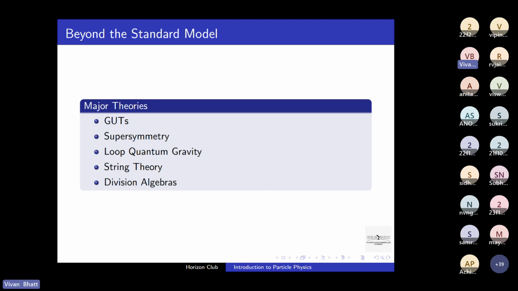Finally, coming to division algebras, which is something again that I worked on a couple of years ago. It's a very group theoretic approach to all of this. It tries to explain at least where the free parameters come from. A division algebra is any set of numbers on which the operation of division can be defined, right? So vectors are not a division algebra. You can't divide one vector by another.